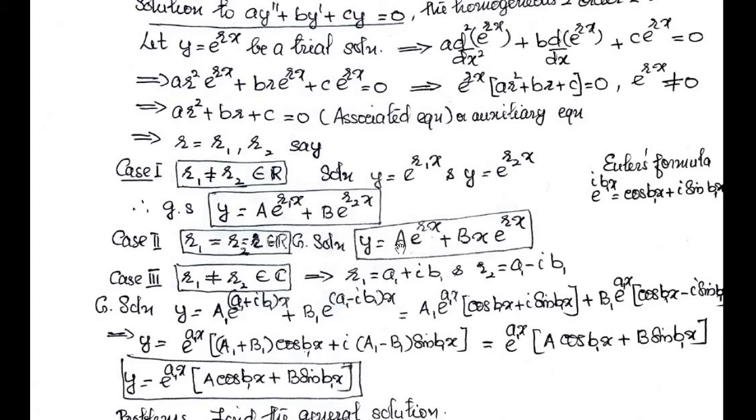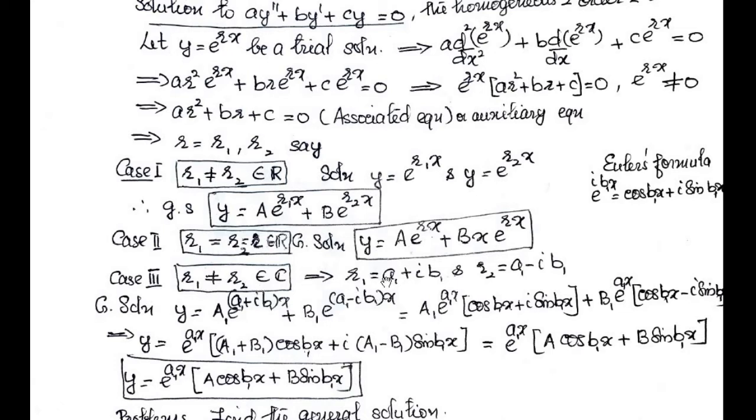If we take only e raised to rx without this x, the two terms of this solution are not linearly independent, so we write the solution as y equal to a e raised to rx plus bx e raised to rx. So you should be very careful while doing this case 2. You must write x here.